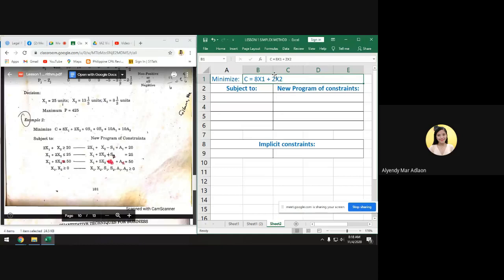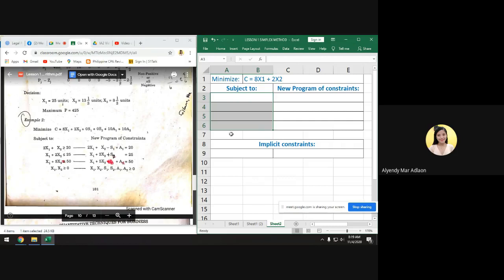So that is why 2x sub 2 represents 2 pesos multiplied by the number of units of product 2. And this is our objective function. So when we sum up the total cost of product 1 and product 2, it should give us the minimum cost. Now, how do we do that?